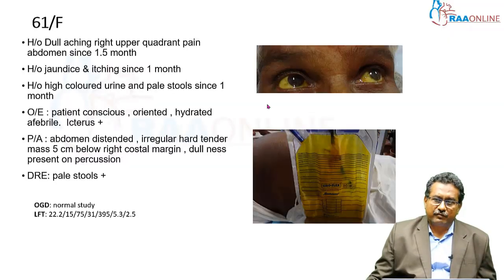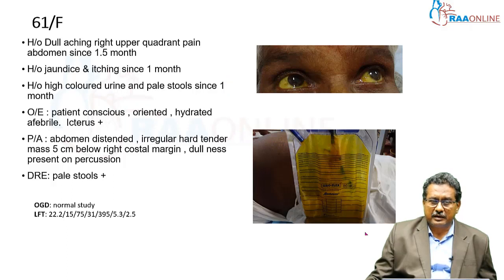So this is a 61-year-old female. You can see the yellowish sclera of this lady, and there is a bag in the lower part, a uro bag filled with bile, biliary system. So this is an intervention done for obstructive jaundice. Let me give the details of this patient.